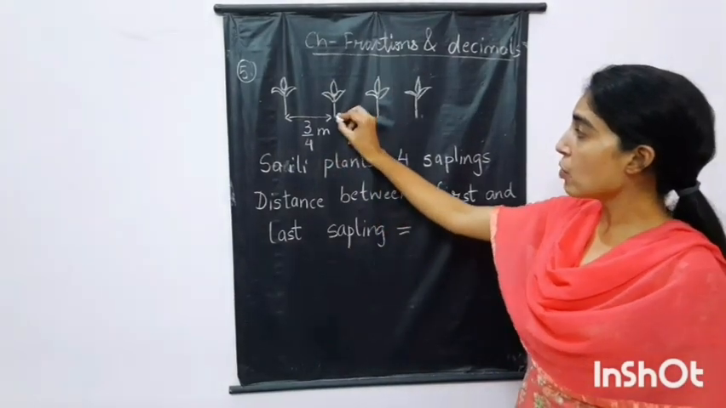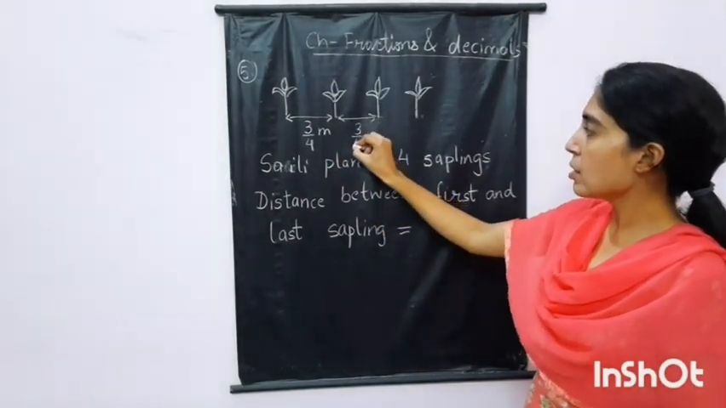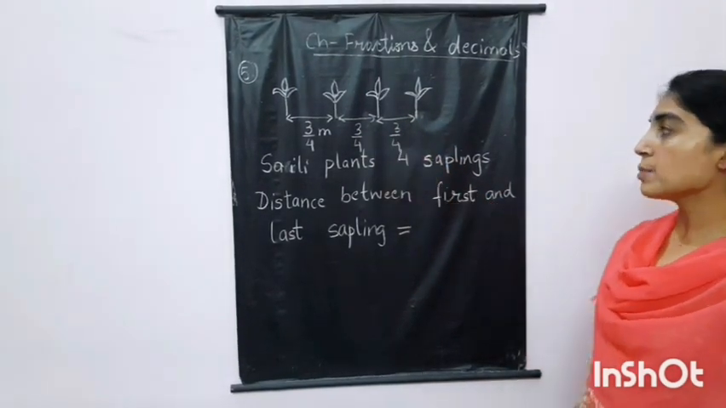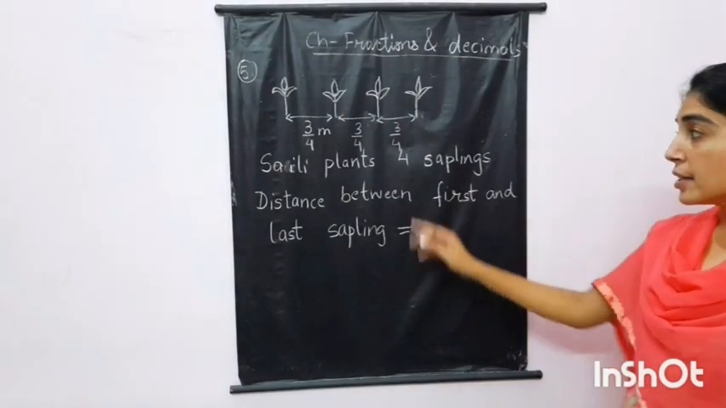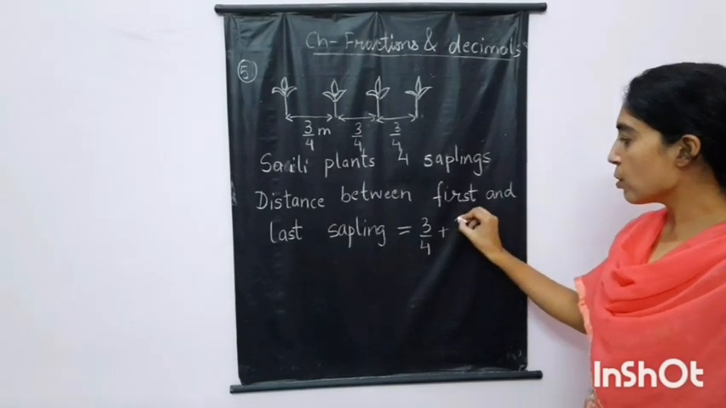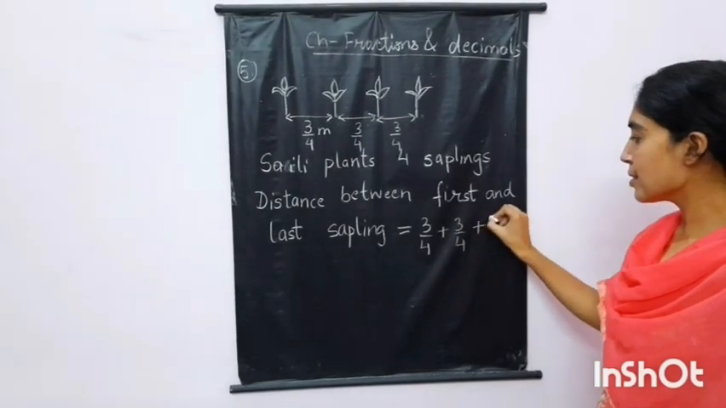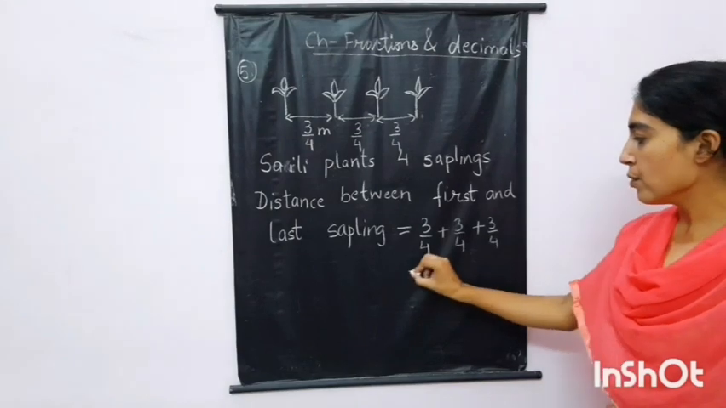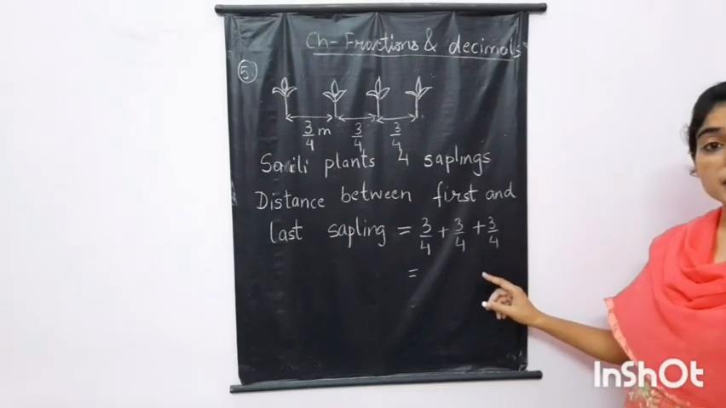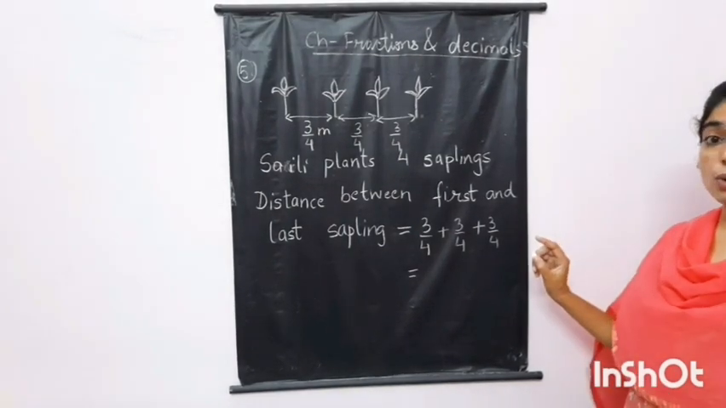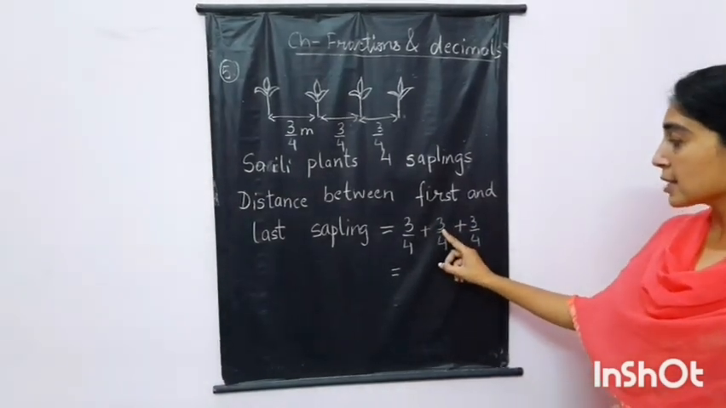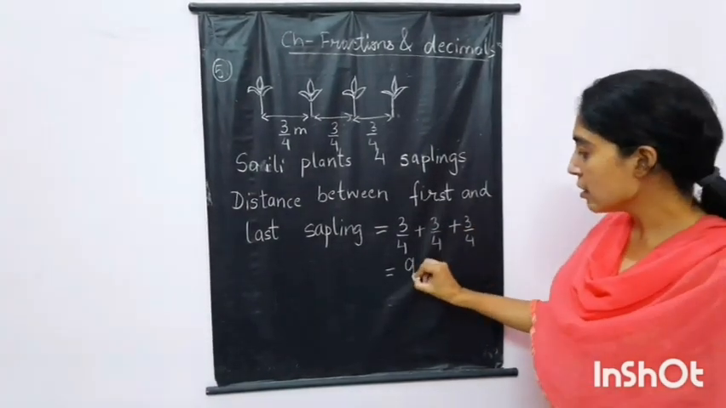See, this is 3 by 4. This is also 3 by 4. So this is also 3 by 4. So how can we find the distance between the first and last sapling? There are 2 ways. One way is we can add the distances 3 by 4 plus 3 by 4 plus 3 by 4. You can see that the denominator is the same. So when we have the same denominator, these are like fractions. To add like fractions we just add numerators: 3 plus 3 is 6, plus 3 is 9 by 4.